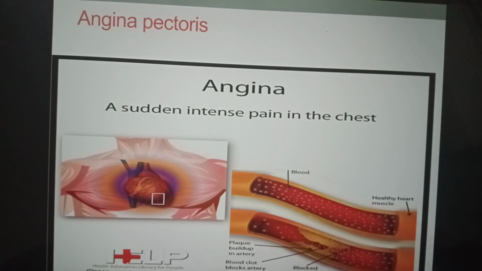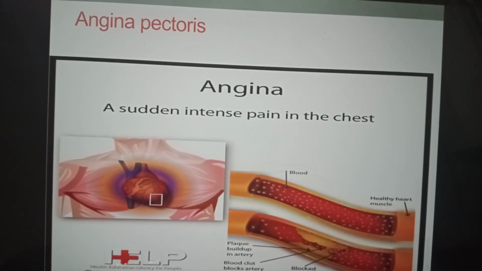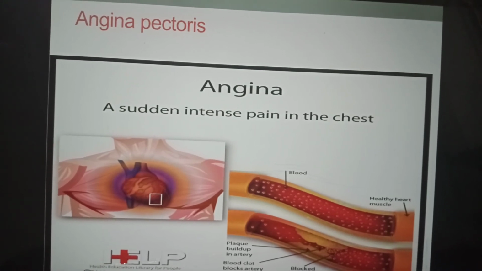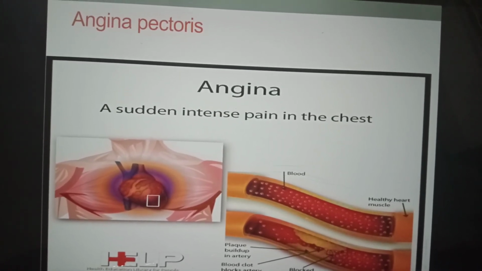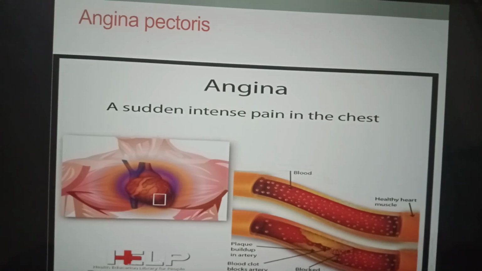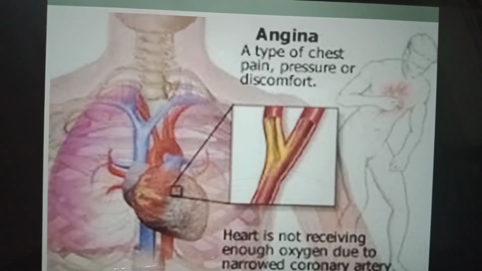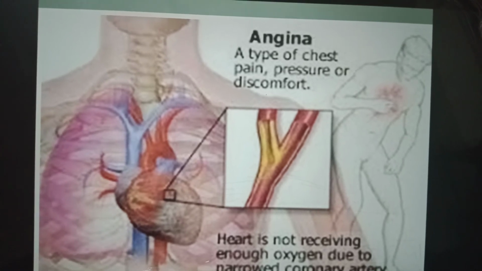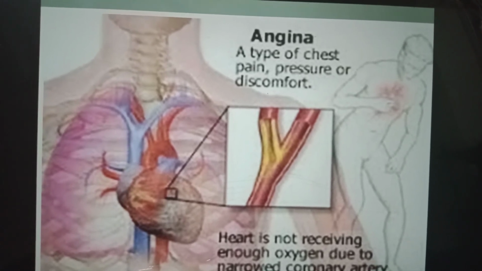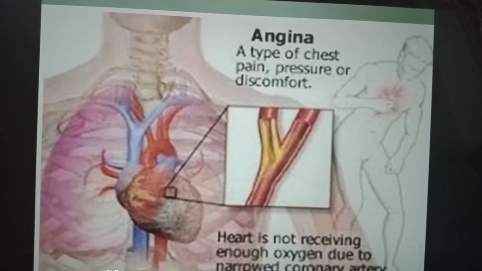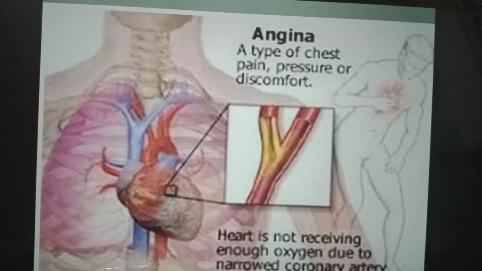Now I will discuss angina pectoris, which is a sudden intense pain in the chest. It is not as severe as heart attack. The pain may occur in the heart and often in the left arm and shoulder. It is a warning sign that blood supply to heart muscles is not sufficient, but the shortage is not enough to cause tissue death.